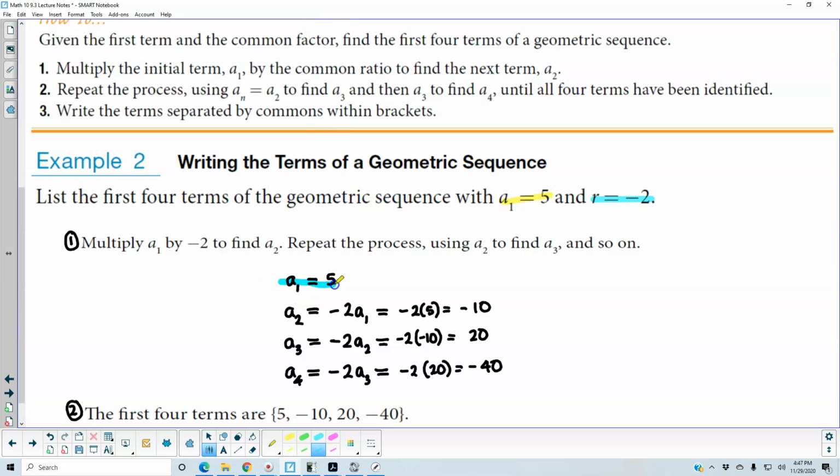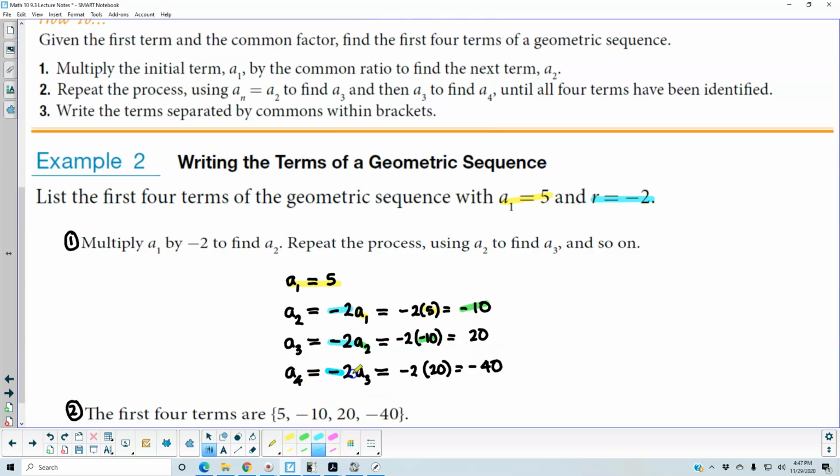So we know the first term is 5. So we're going to take the common ratio, which is -2, and multiply it by the first term, which is 5. So -2 times 5 gives us -10. Then we're going to take -2, and then we're going to multiply it by the second term, which is -10. And so -2 times -10 is 20.